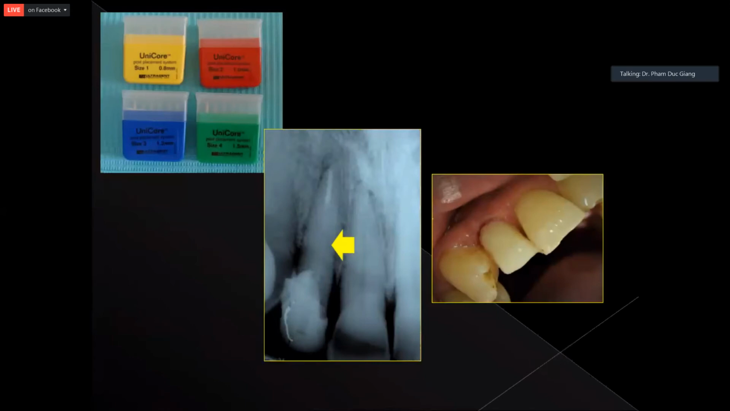Trên hình này thì đây là hình ảnh sau điều trị của tôi, thì tôi đã đặt một cái chốt sợi vào trong chân răng. Thì cái phần chóp mà tôi để lại, cái phần gutta percha tôi để lại rơi vào khoảng 4 mm. Trên hình ảnh bên phải là hình ảnh sau phục hình. And then I refer the patient to do a crown.